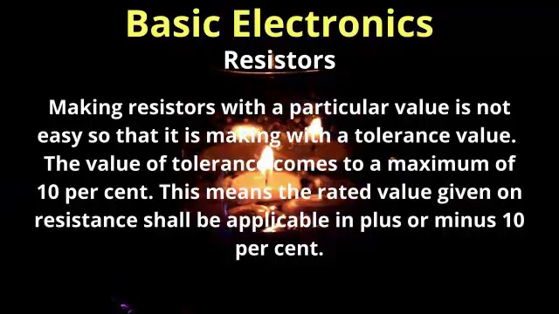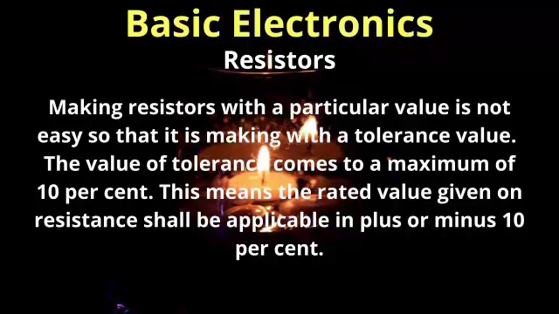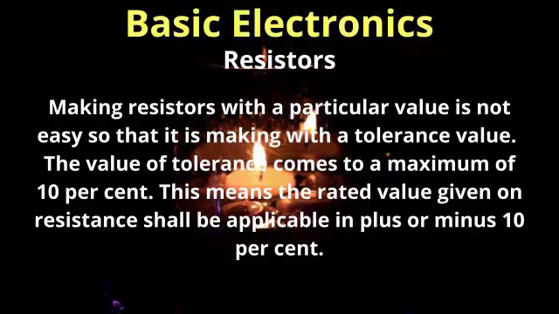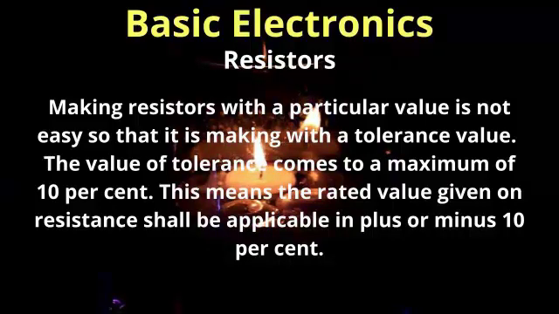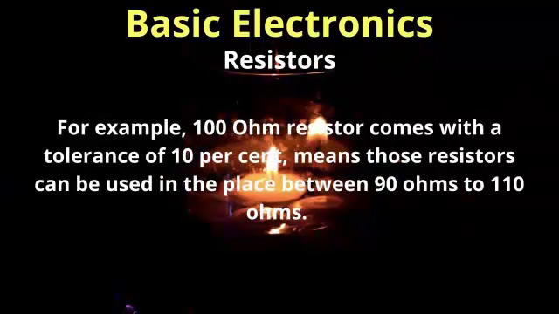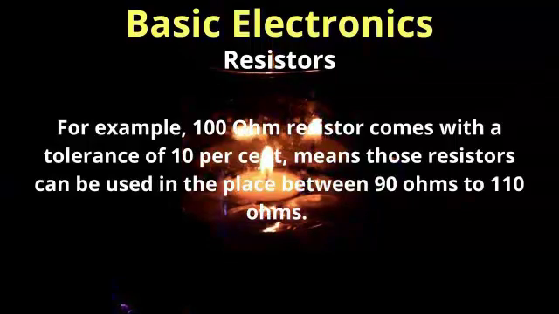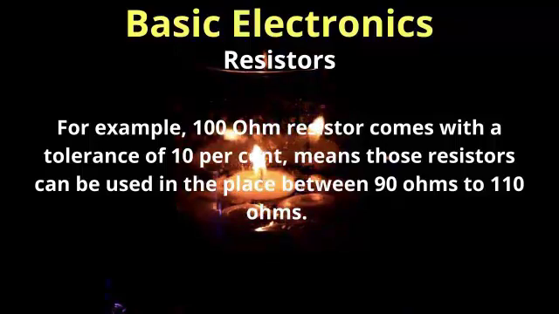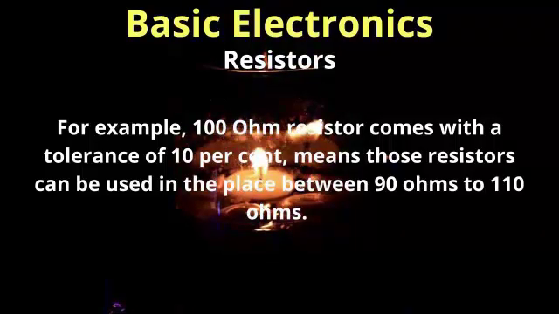Making resistors with a particular value is not easy, so they are made with a tolerance value. The value of tolerance comes to a maximum of 10%. This means the rated value given on the resistor shall be applicable in plus or minus 10%. For example, a 100 ohm resistor comes with a tolerance of 10%, which means those resistors can be used in places where the requirement is between 90 ohms and 110 ohms.